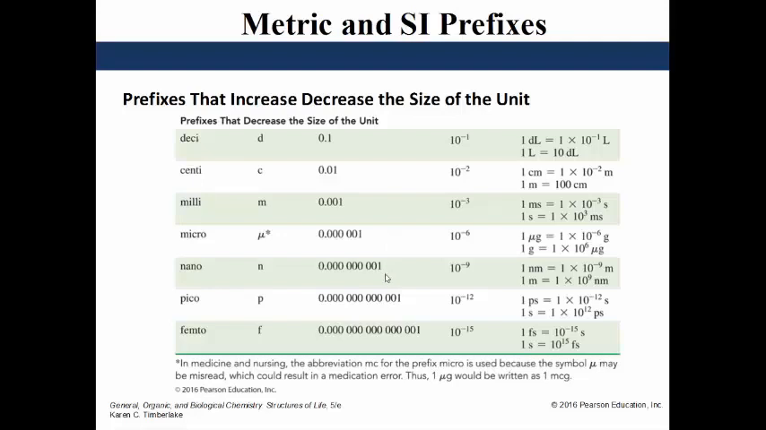Nano, 1 billionth, so 0.000000001, or 10 to the negative 9. And then pico, 10 to the negative 12, and femto, 10 to the negative 15. So of these, when you talk about chemistry, human anatomy, you will probably see the first 5 of these most often: nano, micro, milli, centi, and deci. If you're dealing with physics, then you'll get into pico and femto.